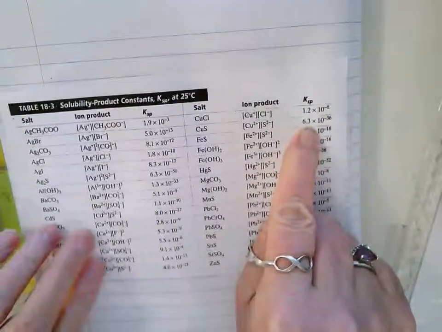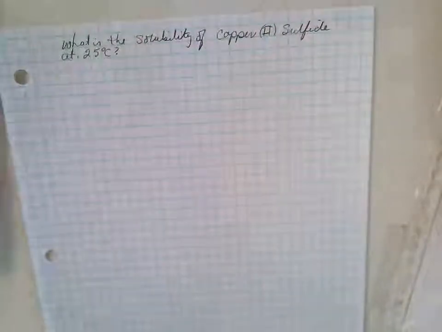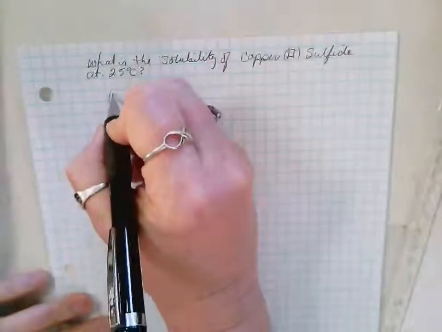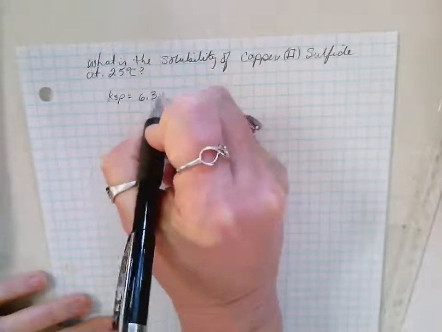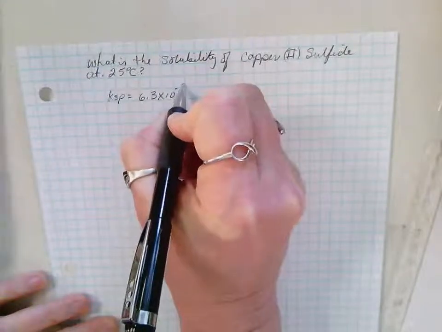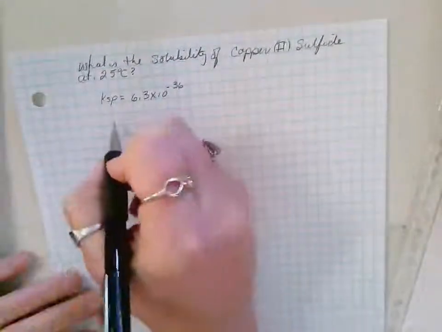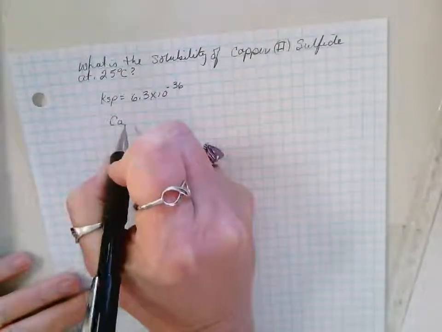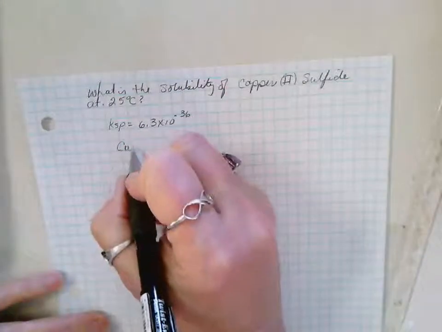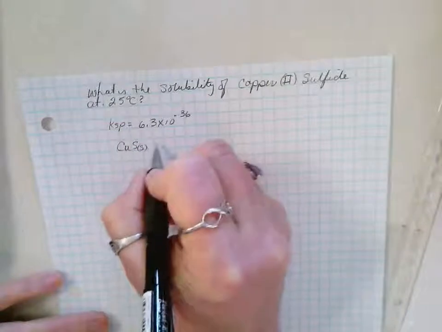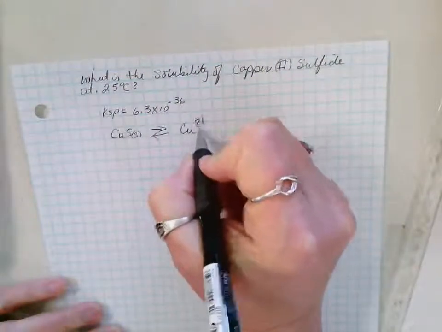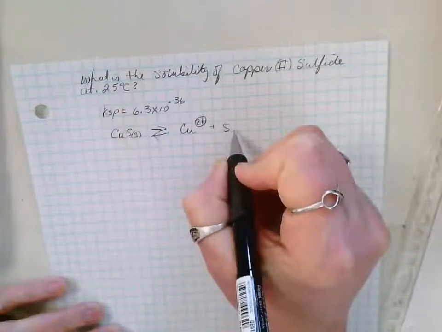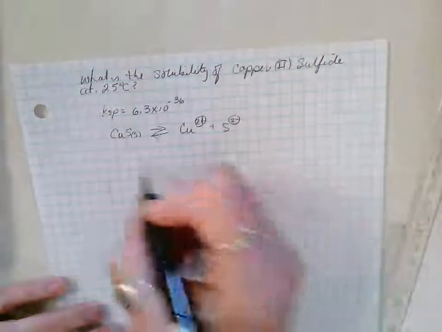So I'm going to use that number as my starting point. You have to either be given or look up that number. So it was 6.3 times 10 to the negative 36. And we have to, of course, write our expression or our equation. So CuS, which is a solid, disassociates and gives me copper 2 ions plus sulfide ions.